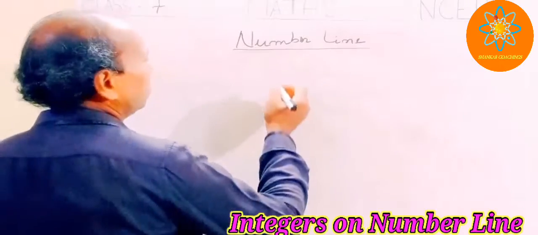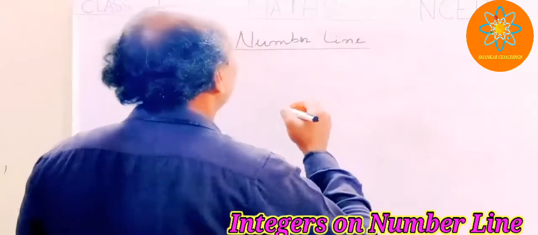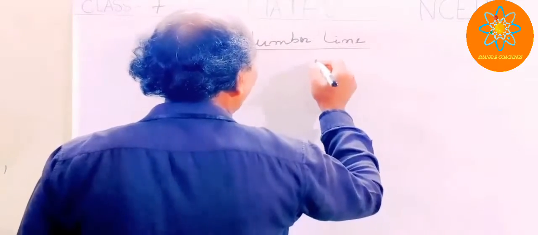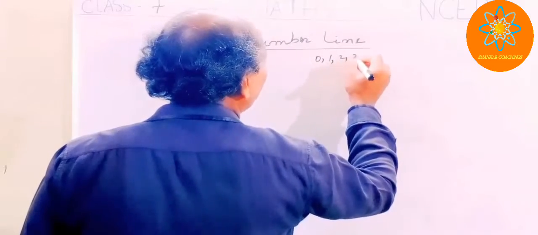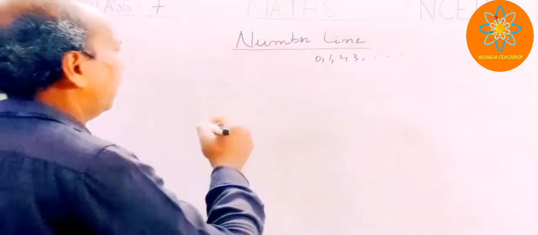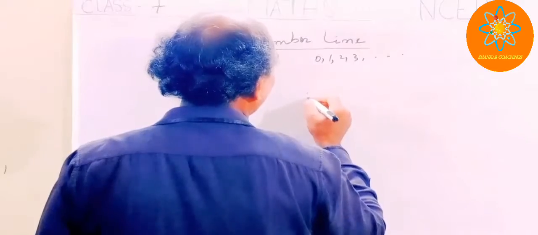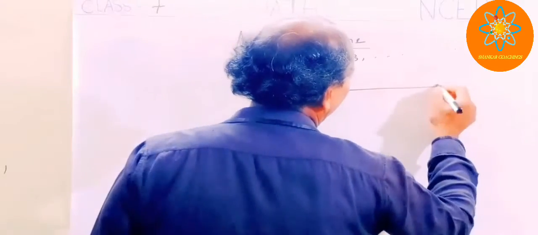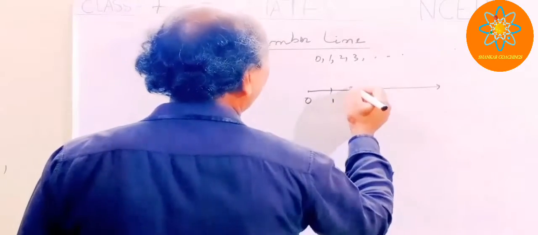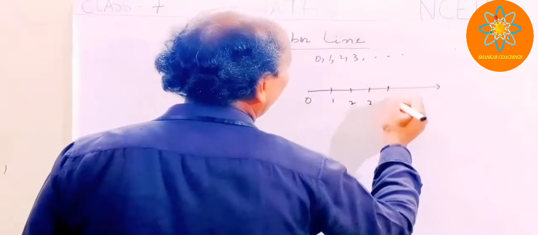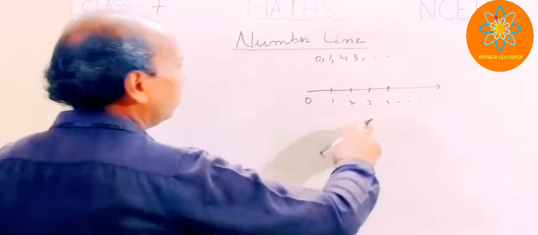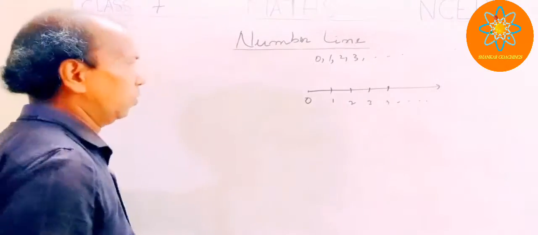So suppose we have the whole number and we want to represent that one on the number line. How will we represent that one? Since the whole number starts from 0, 1, 2, 3 and so on, if I want to represent this whole number on a number line, it's very simple. We will take the 0 and then we will go to the right hand side to represent the whole number. So this is 0, 1, 2, 3, 4 and so on. So this 1, 2, 3, 4 is on the right side of the 0.